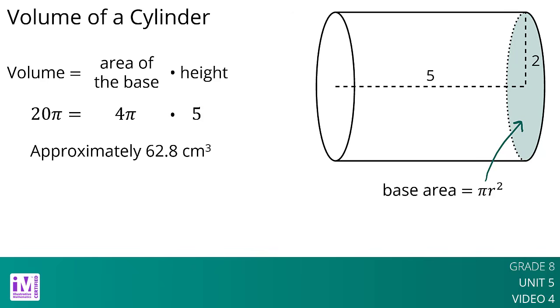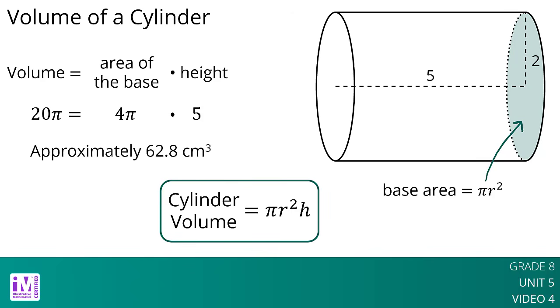In general, the base of a cylinder with radius r units has area pi r squared square units. If the height is h units, then the volume of a cylinder in cubic units equals pi times r squared times h. This means that if we know the radius and height of a cylinder, we can find the volume. It is also true that if we know the volume and one dimension, either radius or height, we can find the other dimension.